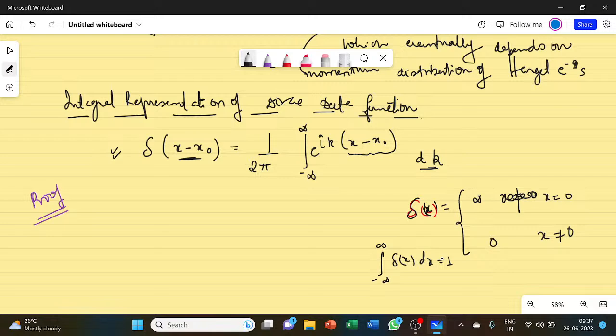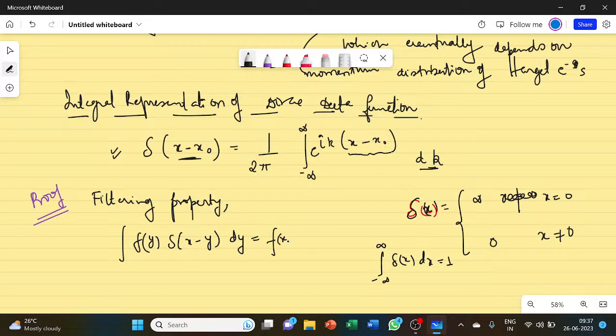Now one has to understand there's something called the filtering property, and if you're not aware, kindly see my lectures on Dirac delta function. There's something called the filtering property. So let's say I am integrating f(y) times Dirac of x minus y dy, then this is equal to f of x.